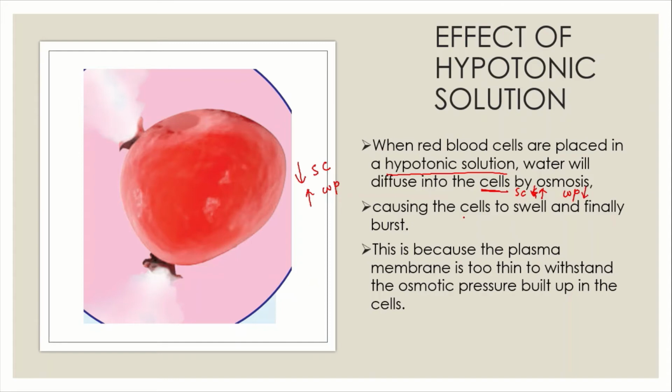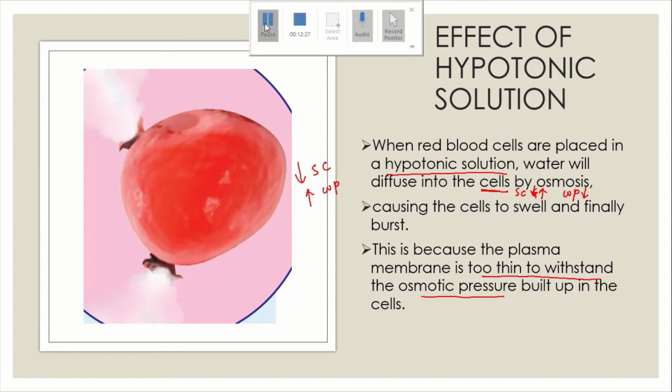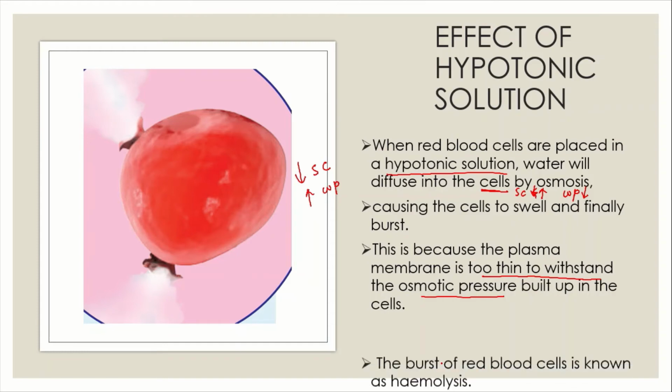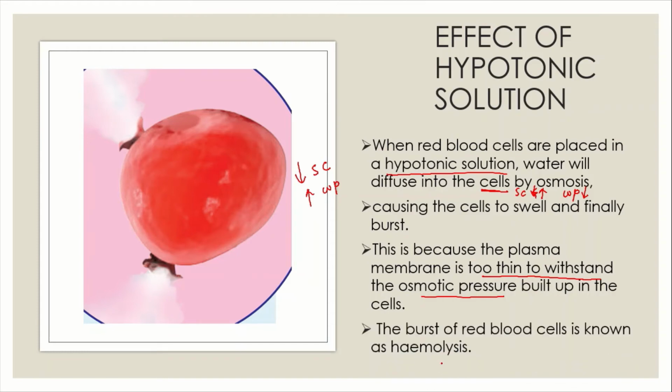Okay, sebab apa dia burst? Sebab plasma membrane is too thin to withstand the osmotic pressure build up in the cell. Okay, next. The burst of red blood cell is known as hemolysis.